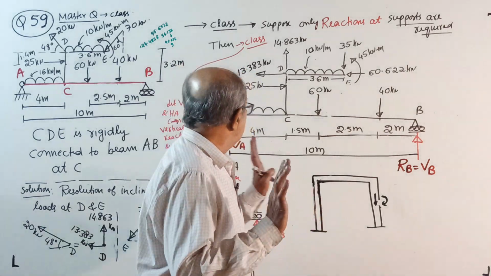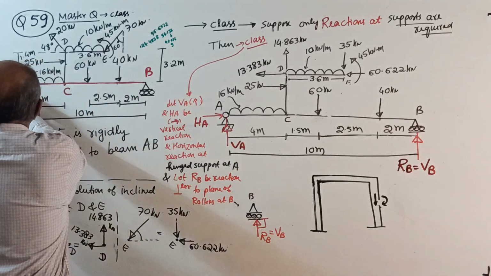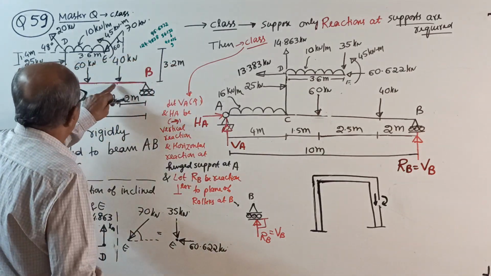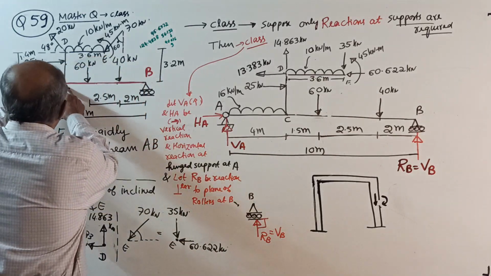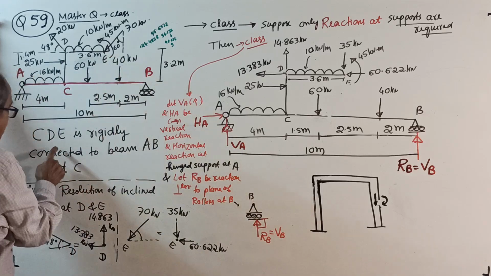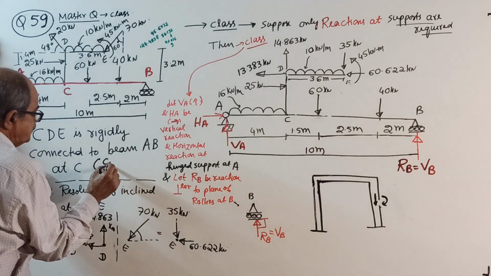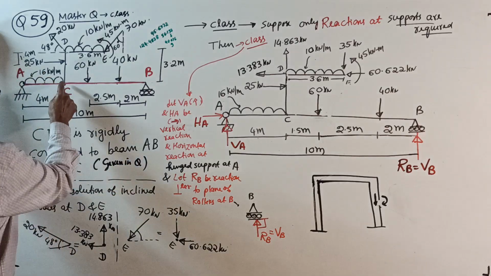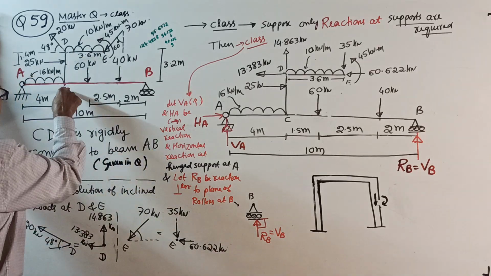Now, in this class, you see here, AB is a beam. A is hinged, B is on roller. It has a UDL here and two point loads already given in the question. Now, at the point C, there is an attachment, CDE. This is actually given in the question: CDE is rigidly connected to the beam AB at the point C.